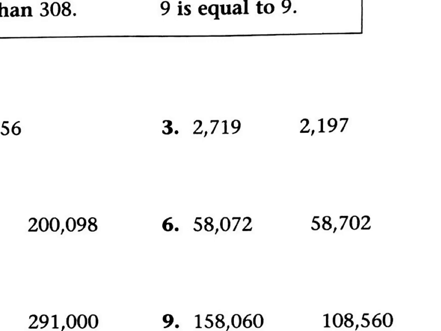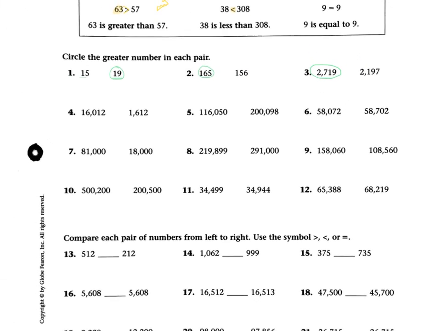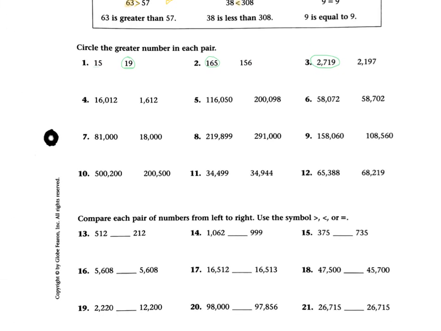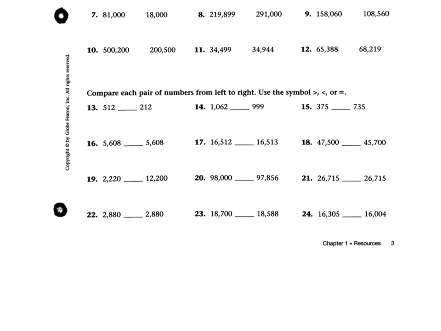2,719 and 2,197. The greater value is 2,719. All right, so I'm going to let you guys finish up the rest of those. That should not take you very much time at all comparing those numbers or circling the greater value. And then down at the bottom here, it says compare each of the numbers from left to right. Use the symbols greater than, less than, or equal to compare the two numbers, okay?